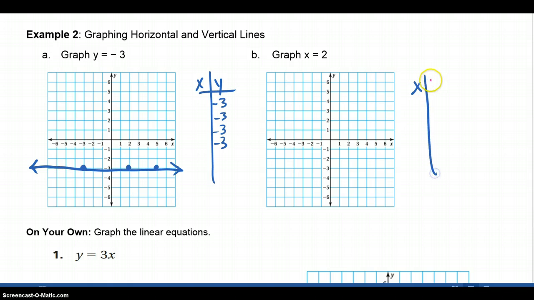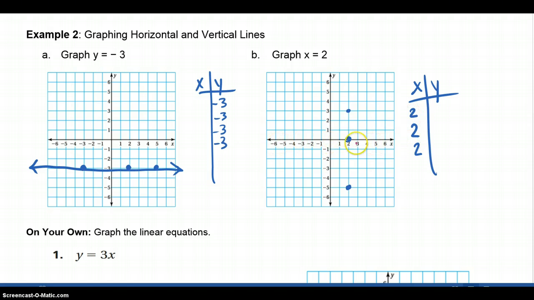Let's make a quick table in case you forget. These seem like the easiest graphs to make, but they're often the ones that people mess up on. So, what is x? X is 2. What's x? X is 2. So again, it does not matter what y is. We just have to go over to where x is 2. Maybe y is 0. Maybe y is 3. Maybe y is -5. It does not matter as long as x is always 2.